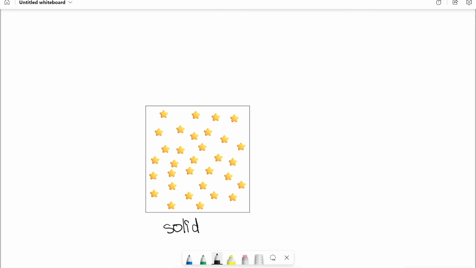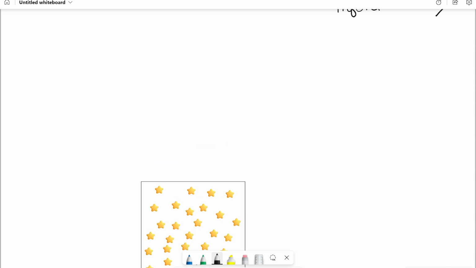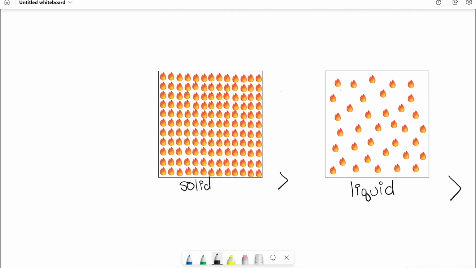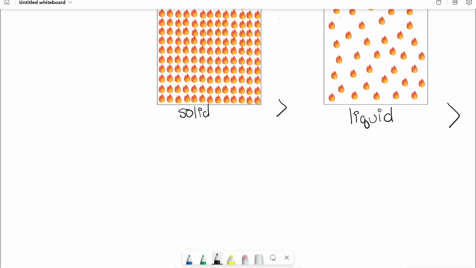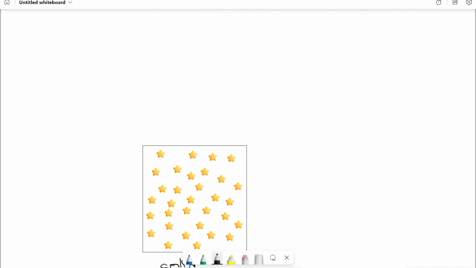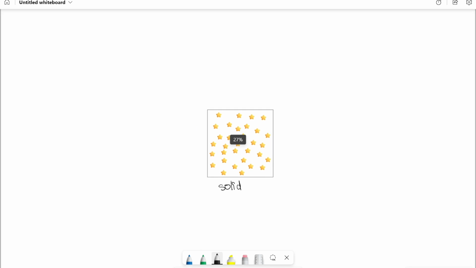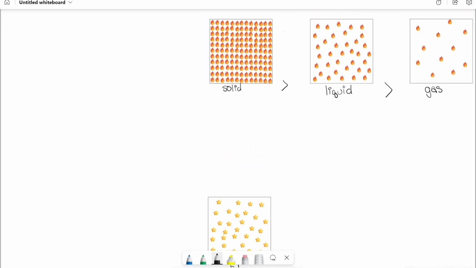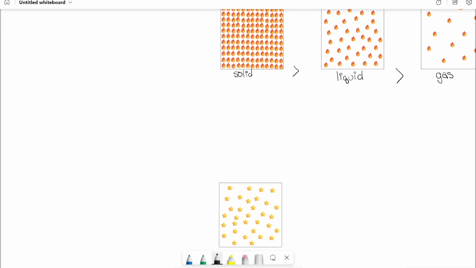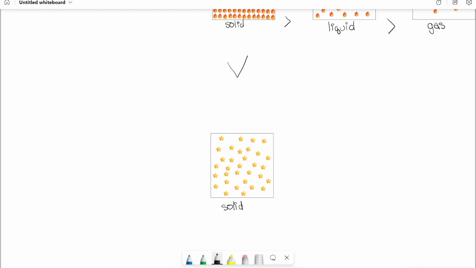So one solid could have a density where the molecules are kind of compact, but not nearly as compact as they were with these fires. And so in the one with the stars, of course, there are fewer molecules. There are fewer stars than there were fires. So the density of the solid with the fires is going to be greater than the density of the solid with the stars.